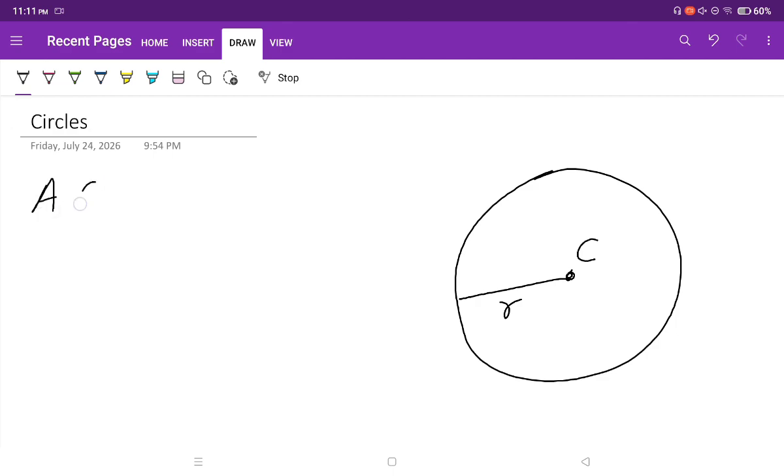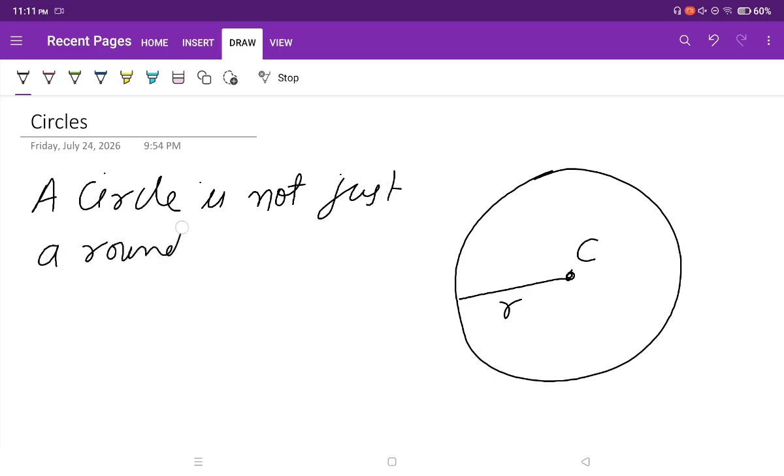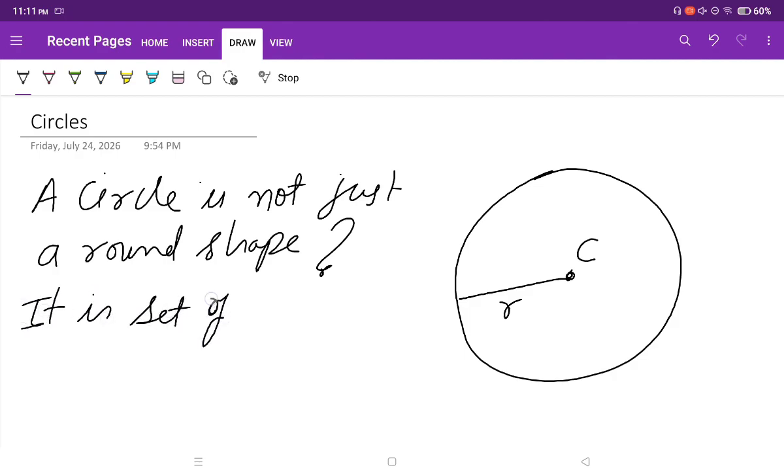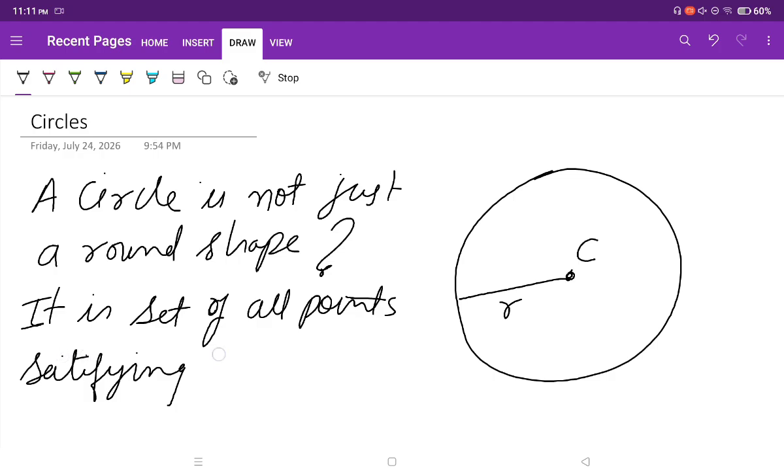So a circle is not just a round shape, but it is what? It is the set of all points satisfying one condition. What is that condition?